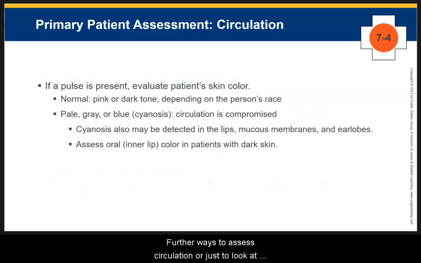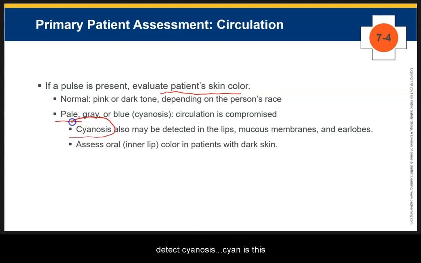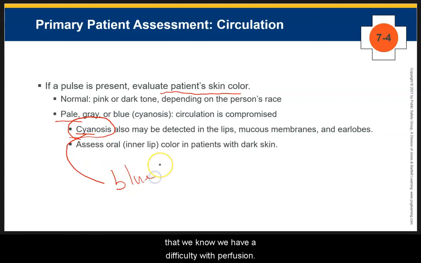Further ways to assess circulation are just to look at the patient's skin color. If it's a normal tone, pink or dark, depending on the person's race, we know that they're probably doing pretty well. It's when we see skin that is pale or cool or clammy, or we detect cyanosis. Cyan is this root term that basically means blue, that we know we have a difficulty with perfusion.